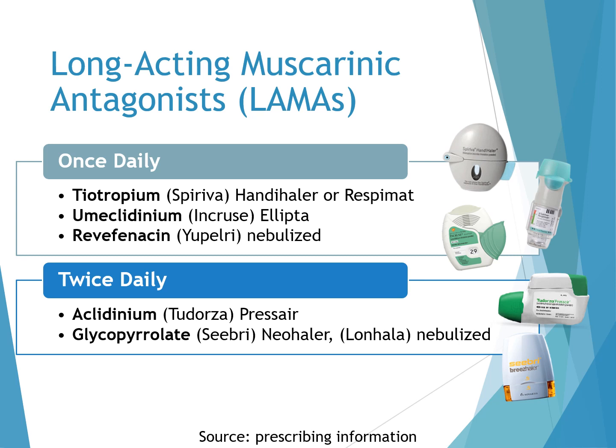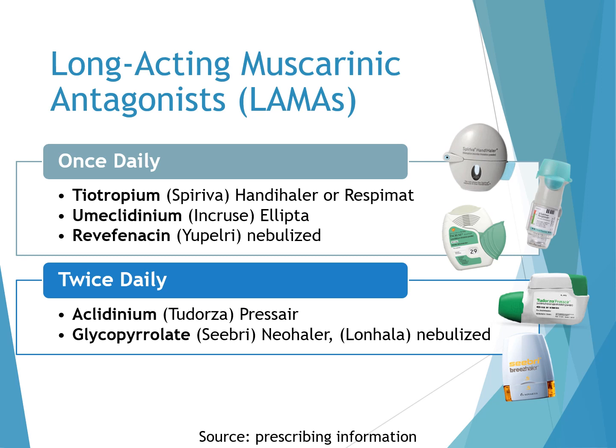The once-a-day options include tiotropium, called Spiriva, which comes as a HandiHaler or a Respimat, umeclidinium, which comes as Incruse Ellipta, revefenacin, which comes as Yupelri, a nebulizer, and then the twice-a-day options include aclidinium, which comes as Tudorza Pressair, and glycopyrrolate, which comes as a Seebri Neohaler, and Lonhala, which comes as a nebulizer.